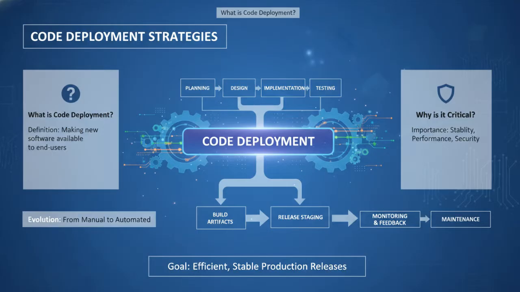Code deployment is essentially the act of making new or updated software available to its end users. It's much more than simply copying files. It involves a sophisticated sequence of steps to ensure stability, performance, and security. Historically, this process was manual and fraught with peril, but today, modern companies employ a diverse range of strategies to streamline and automate this crucial phase.